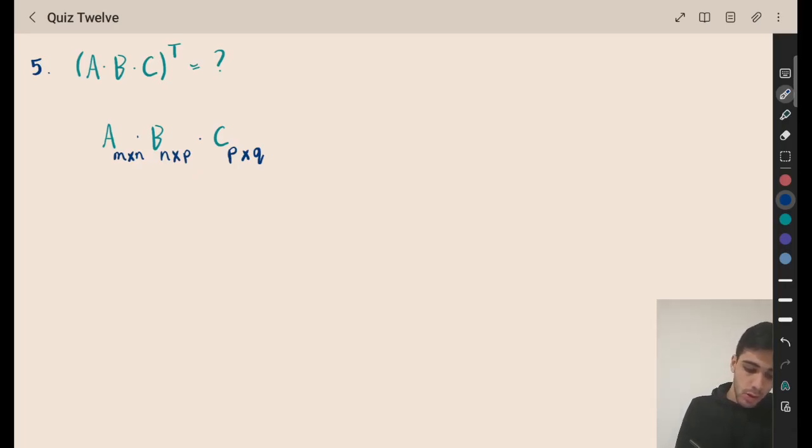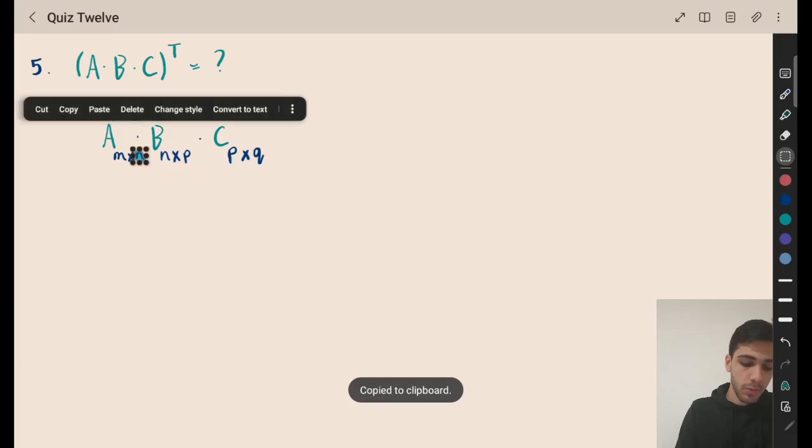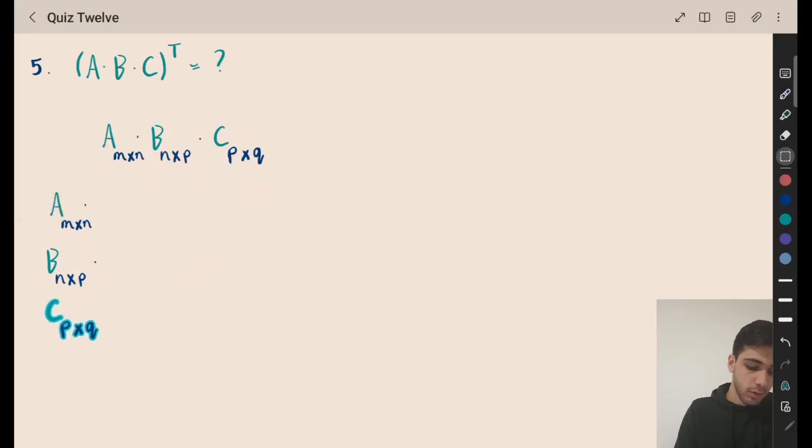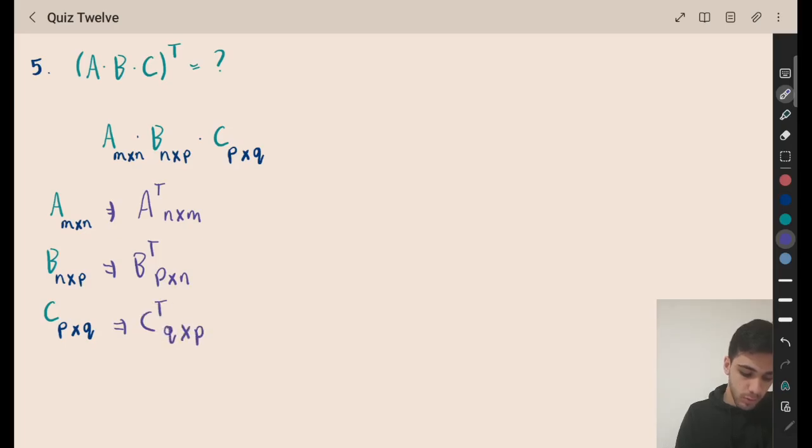Okay, now we would like to transpose this somehow. Let's perhaps look at the transposes of each matrix separately. The transpose of an M times N matrix is N times M. Here this is P times N. With C this is just Q times P.